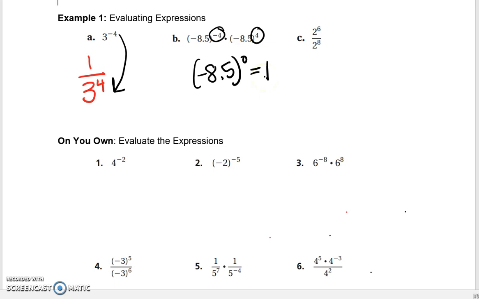Letter C, you also have to flash back to a rule we just did. 2 to the 6th over 2 to the 8th. You're dividing. So when you divide, you subtract. So 6 minus 8 is negative 2. So you have 2 to the negative second. You cannot leave your answer with a negative exponent. It's like leaving a fraction unsimplified, and you can't do that. So 2 to the negative second is 1 over 2 to the positive second, and you can leave it like that.